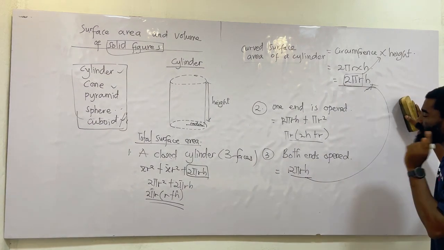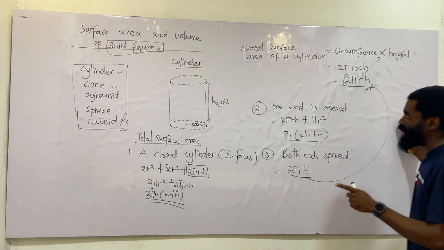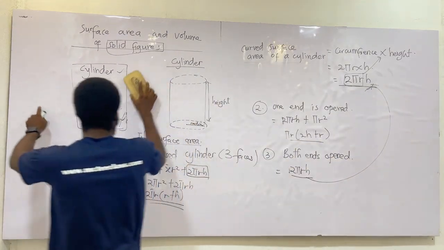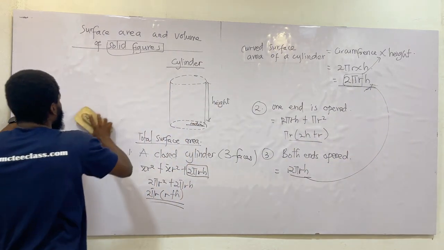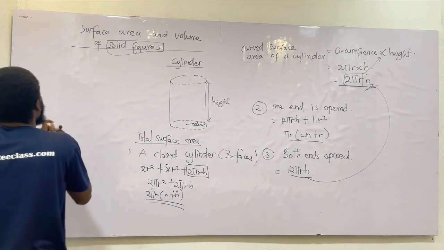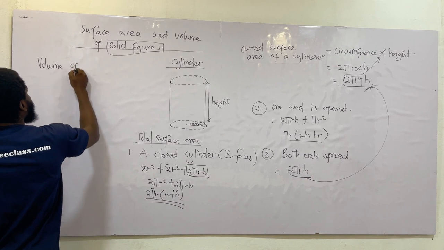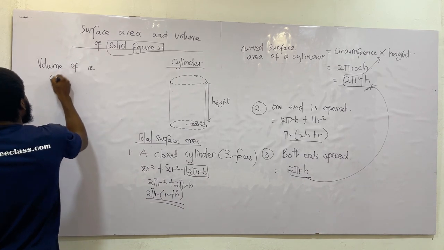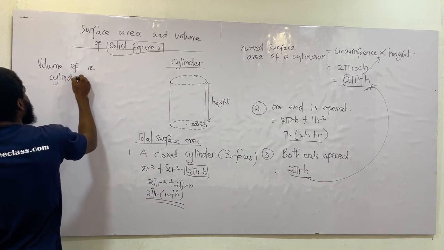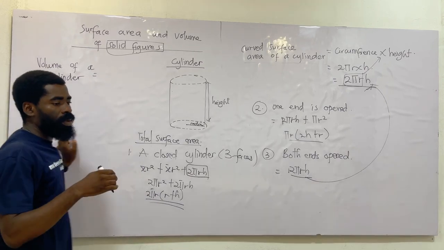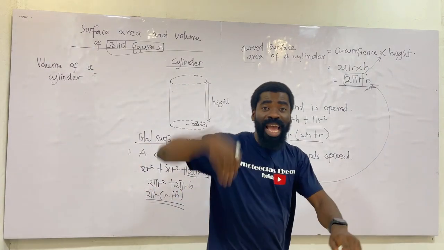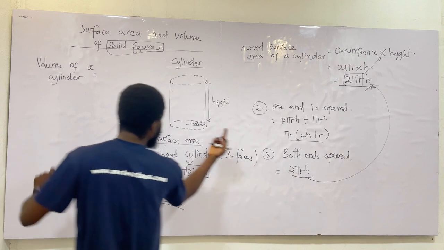Now I want to say something before we move on. But let me give the volume, then move on. So I won't clean this now. Let's go. I said for volume, for volume. So volume of a cylinder, I said volume is always the base area times the height.